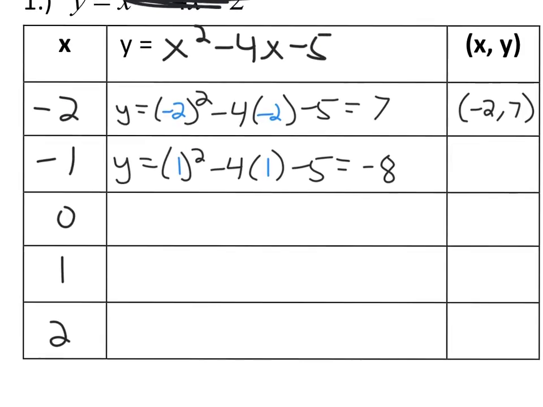All right. Then we've got y equals, in parentheses, 0 squared, then minus 4 times 0, and then minus 5, okay?